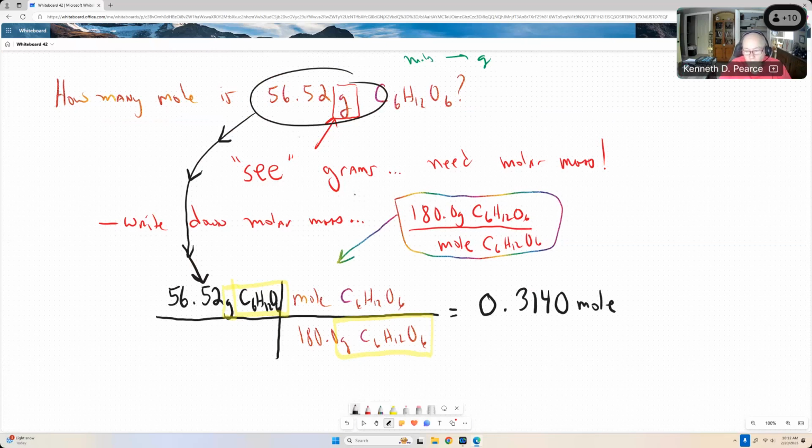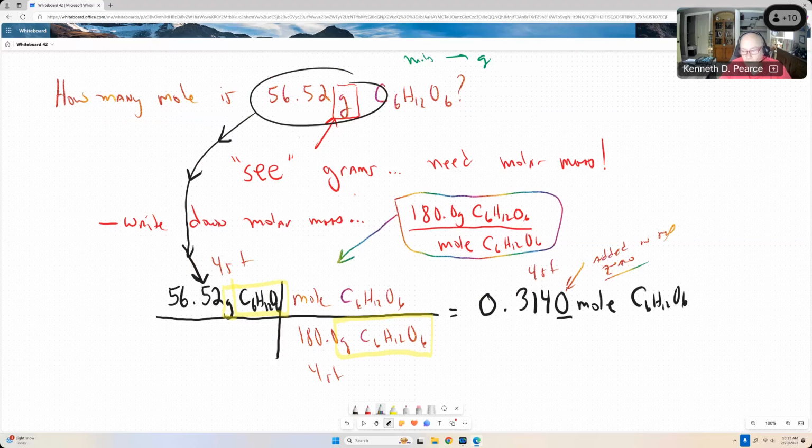And I get moles C6H12O6. Now remember, I added the 0 because my calculator answer was 0.314, but this was 4SF over here. This is 4 significant figures, so I needed my answer to be 4 significant figures. That's why I added in the 0, in case you were wondering. Okay, that's it. That's how you do it.